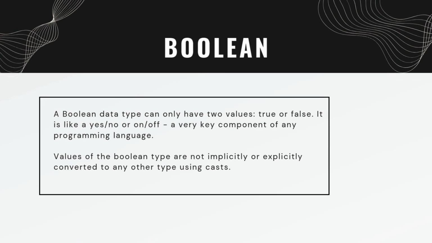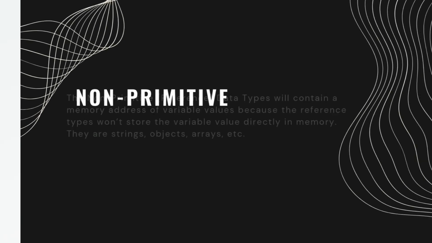Fifth, Boolean. A Boolean data type can only have two values, true or false. It is like a yes, no, or on, off, a very key component of any programming language. Values of the Boolean type are not implicitly or explicitly converted to any other type using a cast. It is used for a logical value in conditional statements.